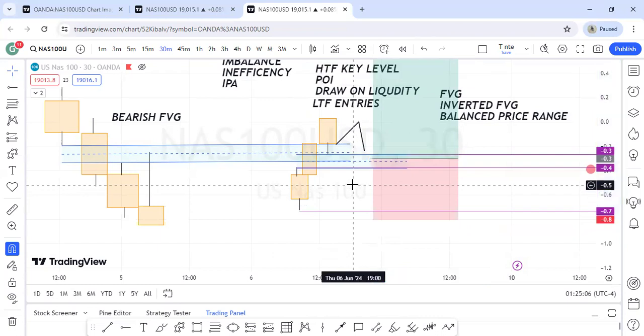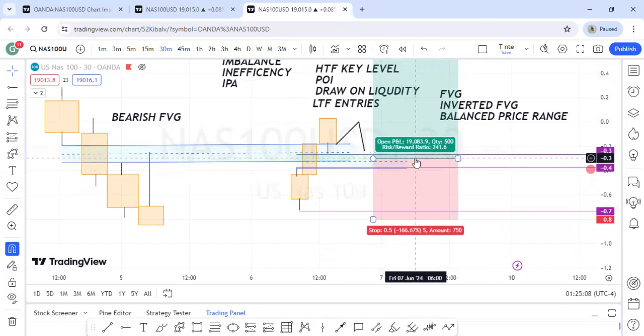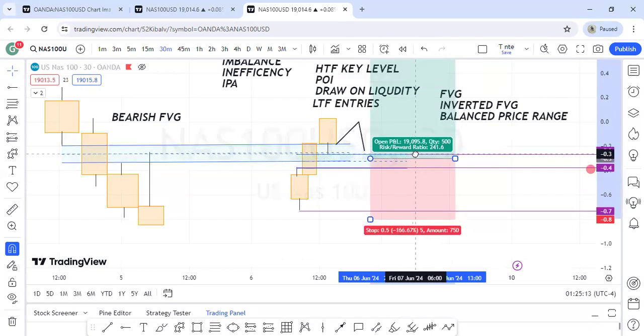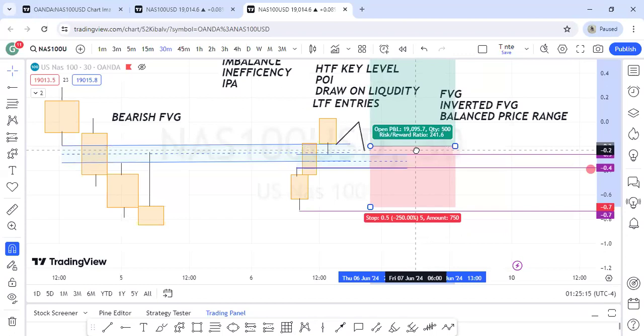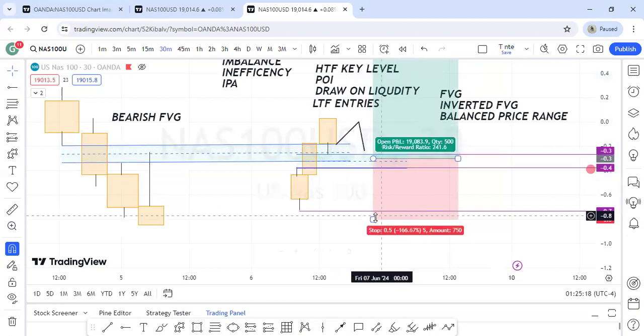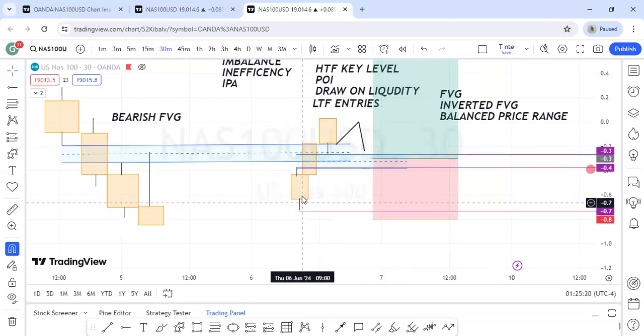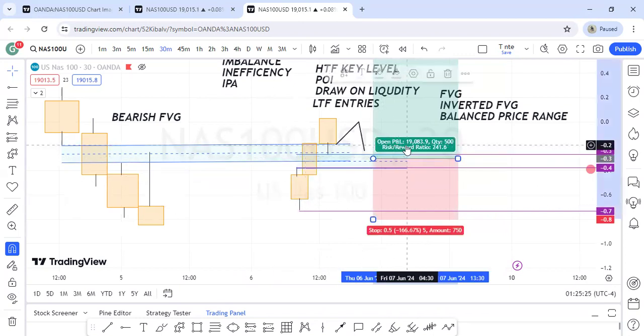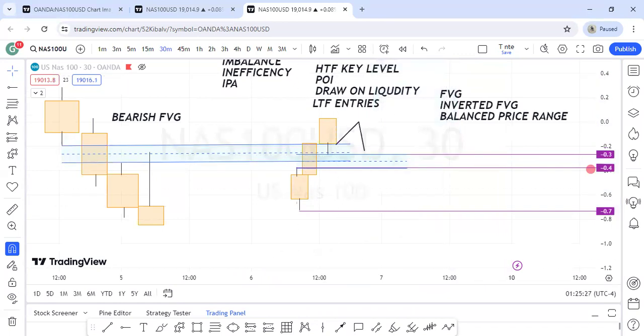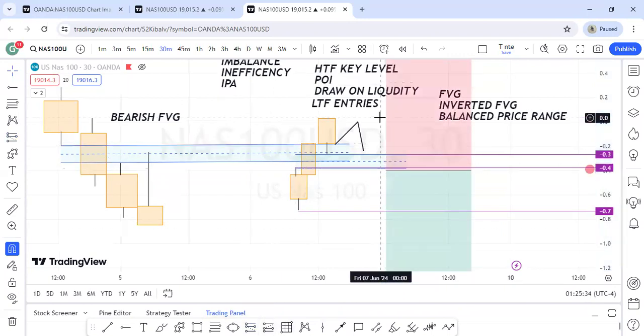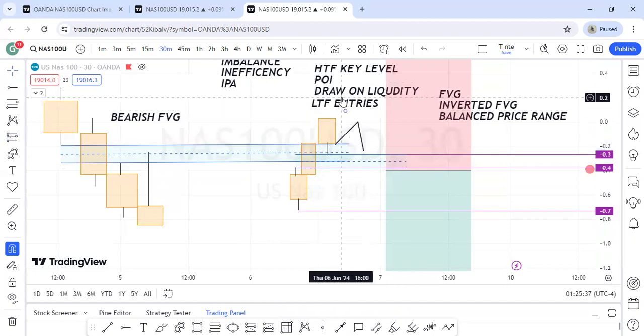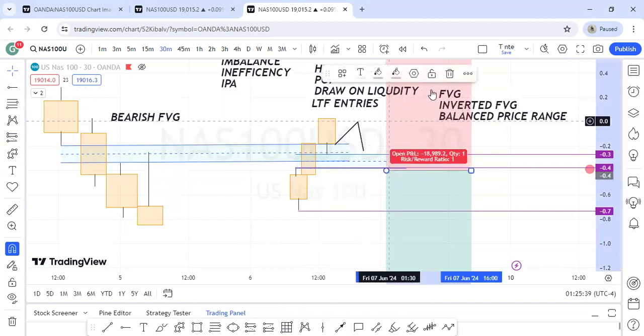So it's very important that you take your entry at the fair value gap, right? And then your stop loss at the low of this candle. So this candle is your candle of interest. If you're bullish, this is your candle of interest, right? If you're looking to sell, entry has to be here, and then stop loss has to be above the high of this candle, right? But it just depends on your level of experience, right?